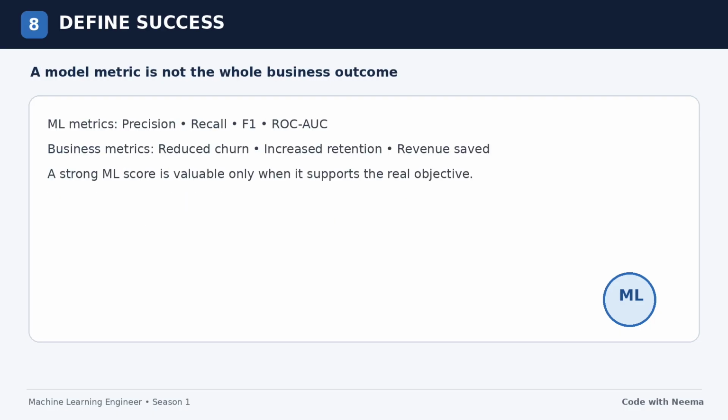Another important question is, how do we define success? This is when ML engineers need to think beyond accuracy. The model may have good precision, recall, or F1 score, but ultimately the business might care about reducing churn and increasing customer retention. So we need both machine learning metrics and business metrics. This distinction becomes extremely important later when we evaluate real production systems.